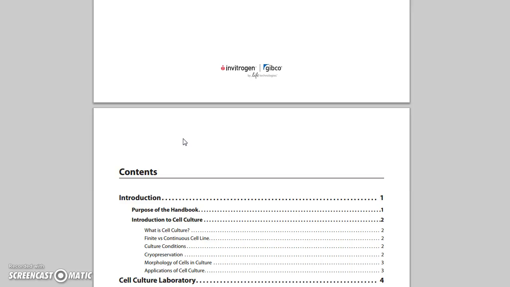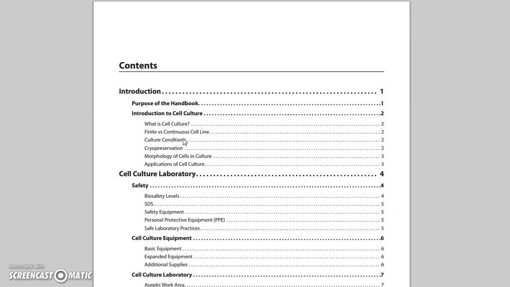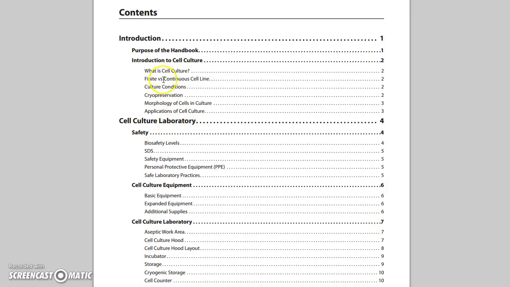This is why I said this could take a lot of work, because you might have to sit there for a while and try to understand it and figure it out. Does it make sense? Do you clearly understand it? And as we see here, look, we found something. Purpose of the handbook. It looks like it's really good. Introduction to cell culture. It actually explains what cell culture is. What is cell culture?